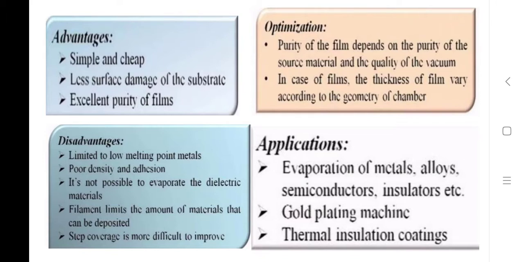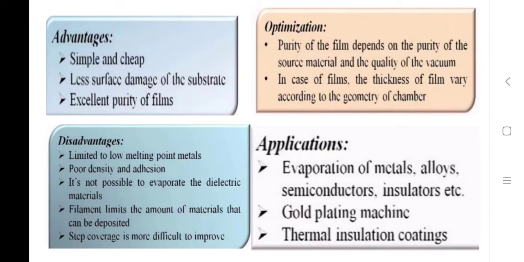Then optimization. Okay, so purity of the film depends on the purity of the source material and the quality of the vacuum. In case of the films, the thickness of the films varies according to the geometry of the chamber. The thing is that, about the source material or the precursor materials we are going to take, that depends upon the purity, and if that material itself is impure, then with that material some impurity also comes into the vapor form, and that will deposit on the substrate, so we will not get the exact property whatever we want.